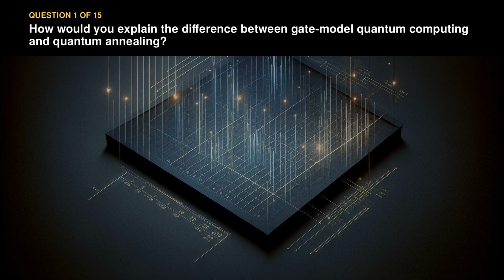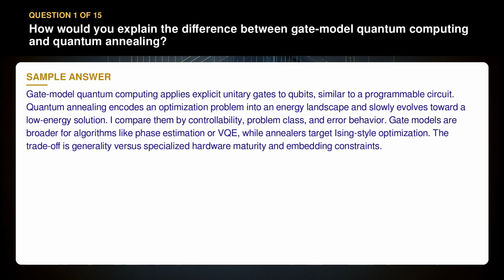Question 1. How would you explain the difference between gate model quantum computing and quantum annealing? Gate model quantum computing applies explicit unitary gates to qubits, similar to a programmable circuit. Quantum annealing encodes an optimization problem into an energy landscape and slowly evolves toward a low-energy solution.